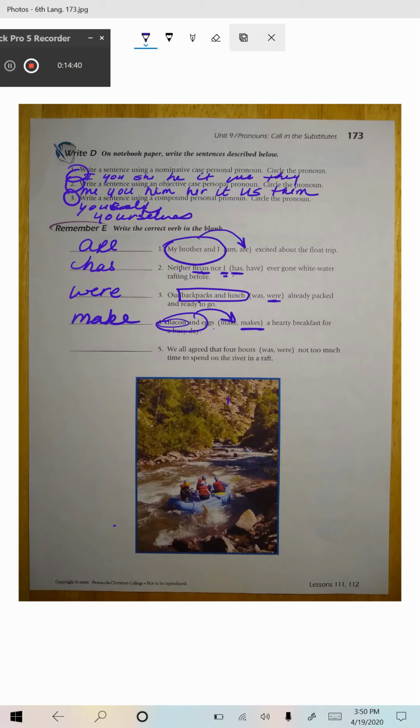We all agreed that 4 hours was not too much or were not too much time. Yes, it's were, plural, because hours are plural. Was is singular. Okay, hour was, hours were. You can almost hear at this point in your life. All right, so just do those 3 sentences for me, and I will see you again tomorrow. Bye-bye.